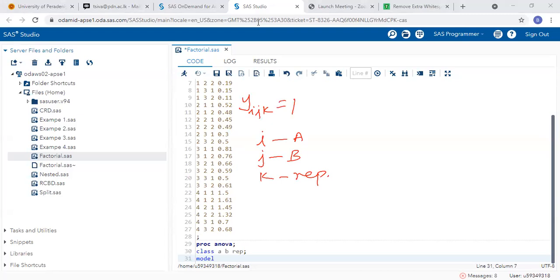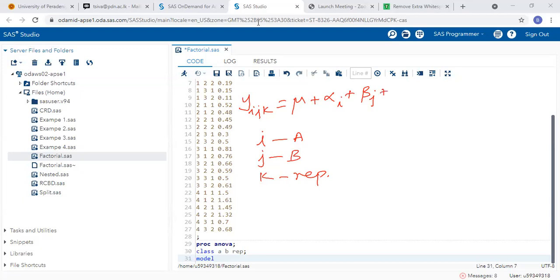Now tell me, mu plus alpha I. What is alpha I? Main effect of factor A, the ith level of factor A. What is beta J in CRD? I'm talking about the CRD concept. It is the main effect, the jth level, main effect of factor B.